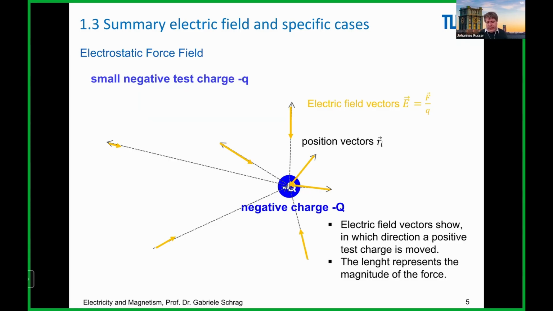So the electric field vectors again show in which direction a positive test charge is being moved, and you see they are again aligned with the direction of the position vector, and the magnitude is also directly proportional to 1 over r squared. Qualitatively, it behaves the same as the force field in the presence of the test charge.